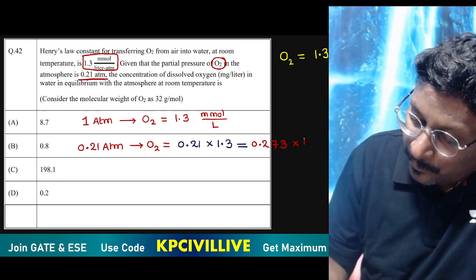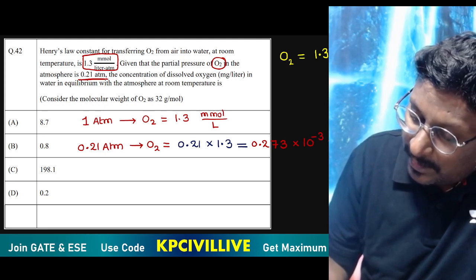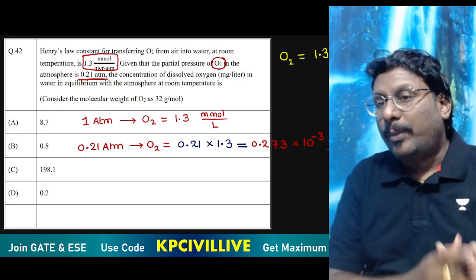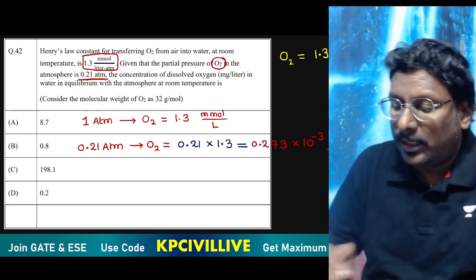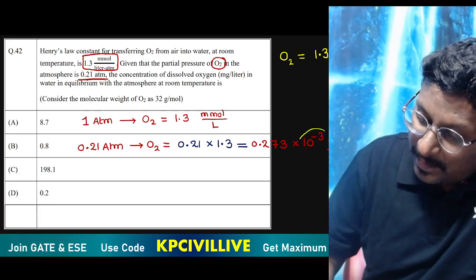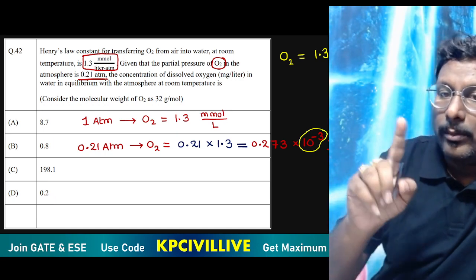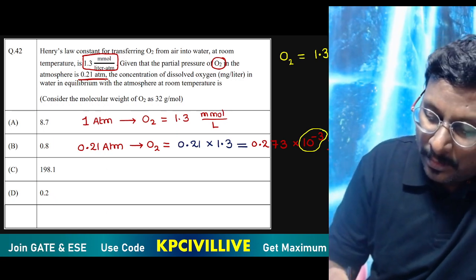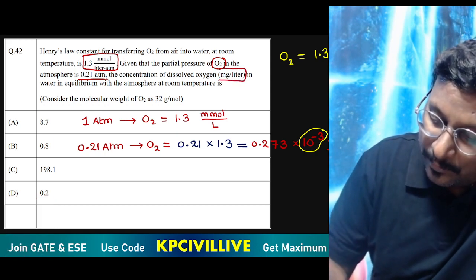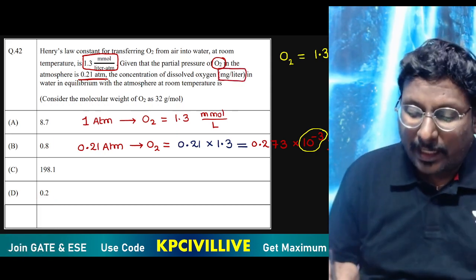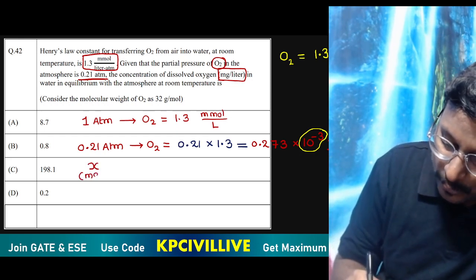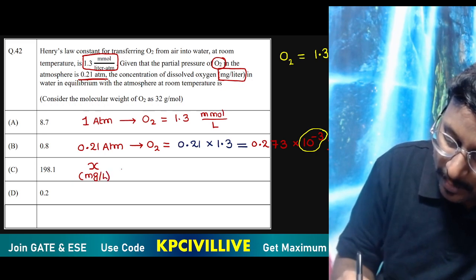0.273 into 10 power minus 3 mole per liter. So I am converting millimole per liter to mole per liter, which is why I am taking 10 power minus 3. Now, the concentration of dissolved oxygen in mg per liter. Again, unit conversion, I think you do remember. Always I use the unit conversion shortcut formula to solve questions.